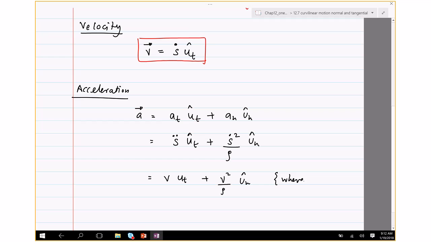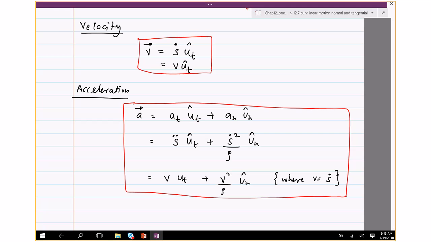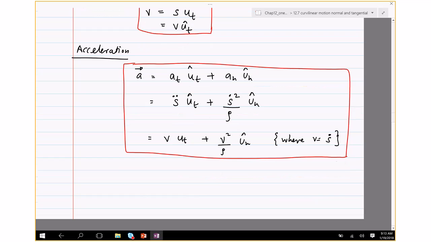where v is simply s dot. You could also write the velocity as v times u of t, where v denotes the first derivative of s. So that's formula 1. This is formula 2.